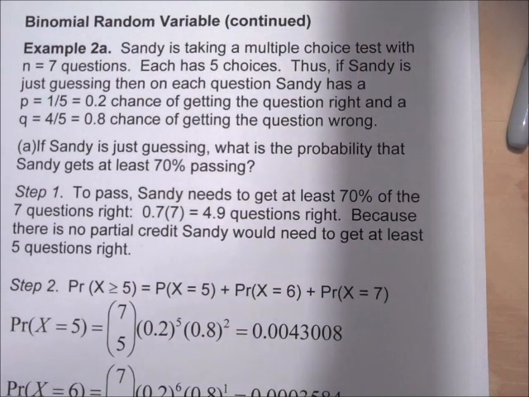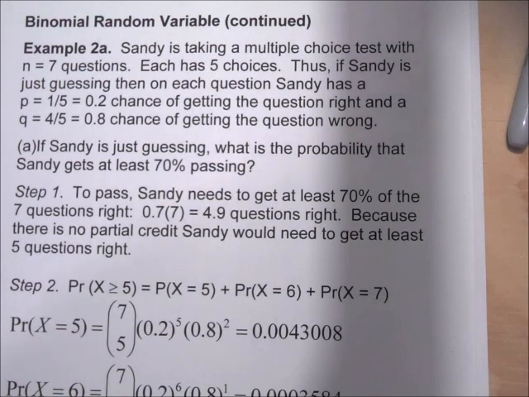And we want to know what is the probability that Sandy gets at least 70%, passing. So 70% as a decimal is 0.7. There's 7 questions altogether. 0.7 times 7 is 4.9. So Sandy needs to get at least 4.9 questions right. But we're just going to assume there's no partial credit here. So she's not going to get 4.9 questions right. Either she's going to get 4 right, or she's going to get 5 right, or some other number right, but she's not going to get 4.9 right.